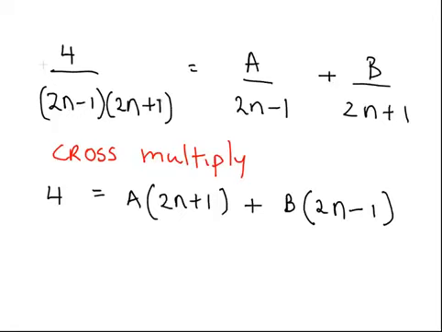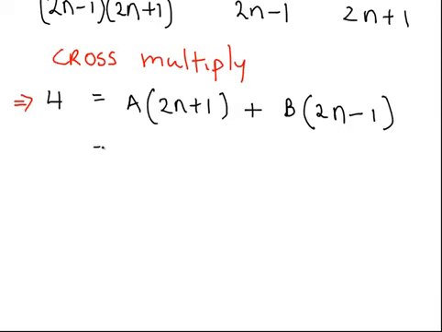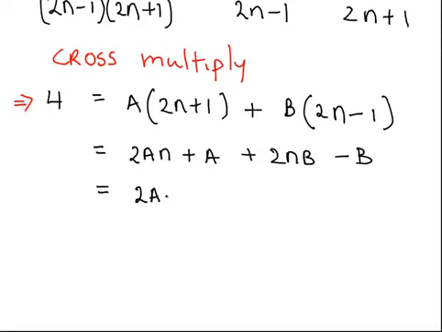What we have to do is cross multiply and let the numerators equal each other. We get 4 equals a times 2n plus 1 plus b times 2n minus 1. Let's simplify that. That is equal to 2an plus a plus 2bn minus b. Let's structure that as 2a n plus 2b n, plus a minus b.